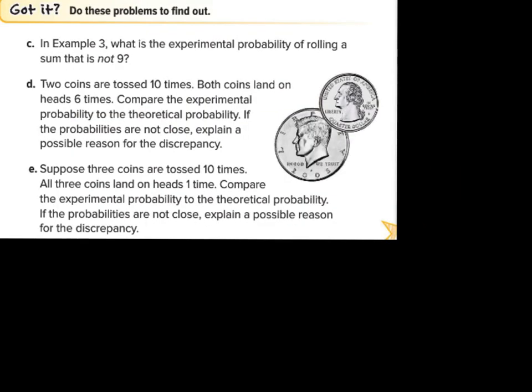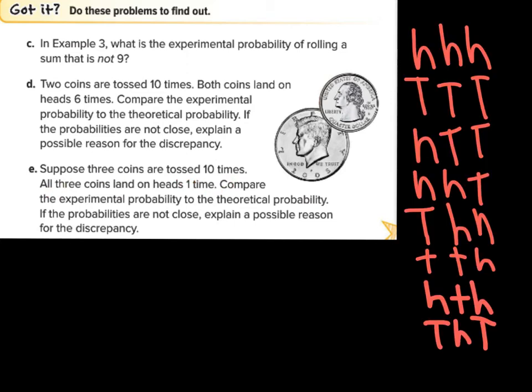Question C. Suppose 3 coins are tossed 10 times. Now it's 3 of them, right? So we have to write out all the different possibilities that we can get for 3 coins, okay? All the possibilities would be all these possibilities. All 3 coins could land on head. All 3 coins could land on tail.